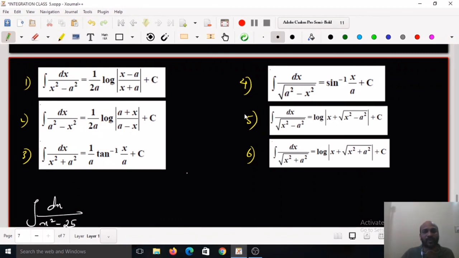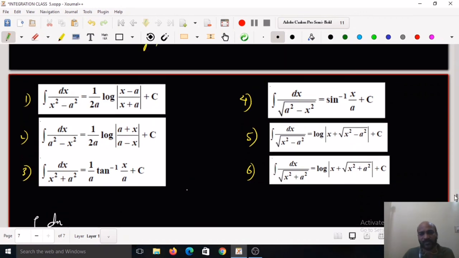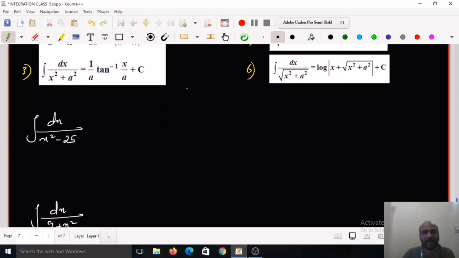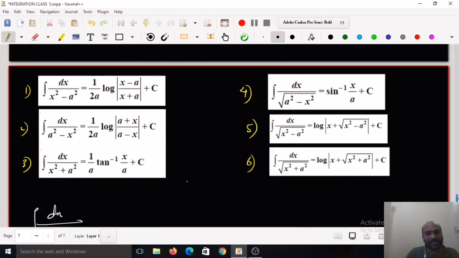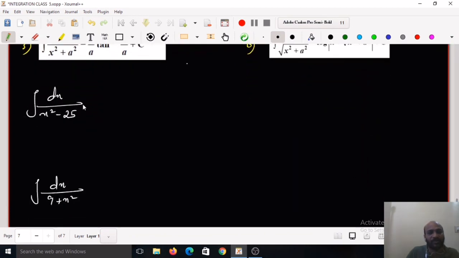These 6 formulas you have to learn by heart. The derivation they won't ask for board examination. Anyway, these 6 formulas you have to learn by heart. Now we can do some problems by using these 6 formulas. Dx by x square minus 25. This is our formula 1, x square minus a square. A equal to 5.